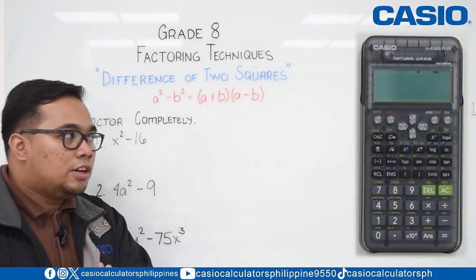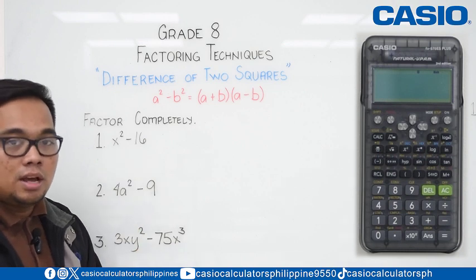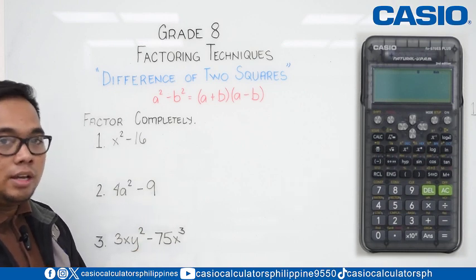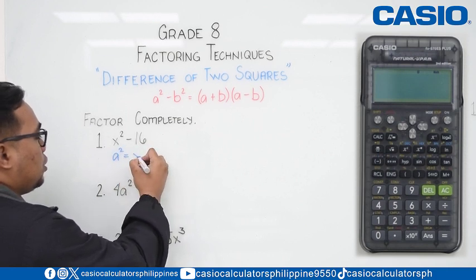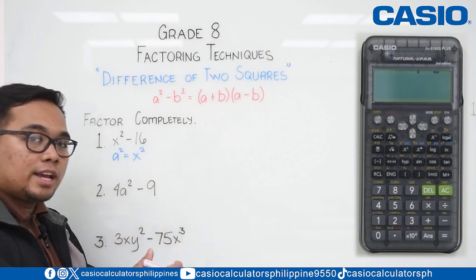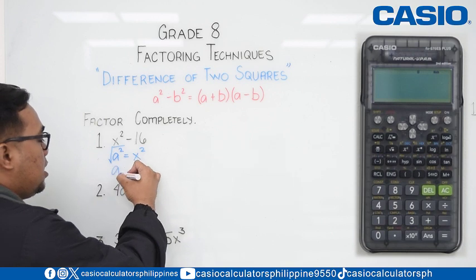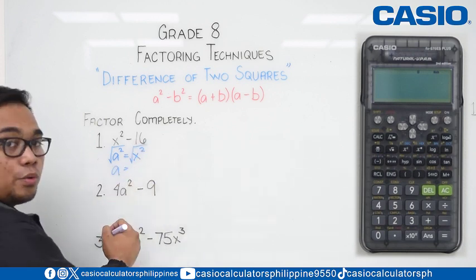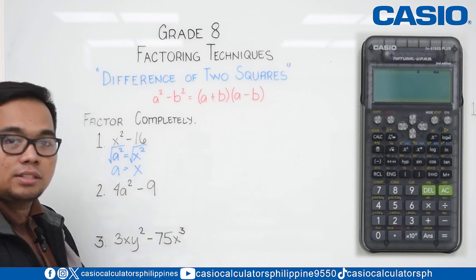Okay? So now, given our number 1, we have here x squared minus 16. Now, the first expression is x squared, so that will be a squared is equal to x squared. Now, we get the square root of both sides of the expression. The square root of a squared is a, and the square root of x squared is x. Now, the second expression is 16.